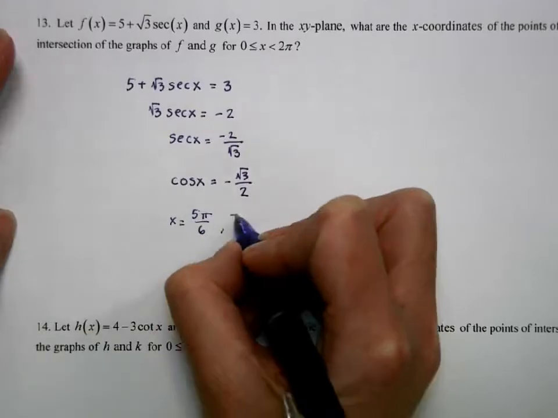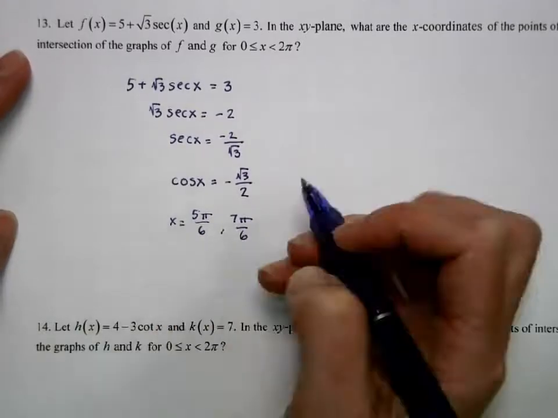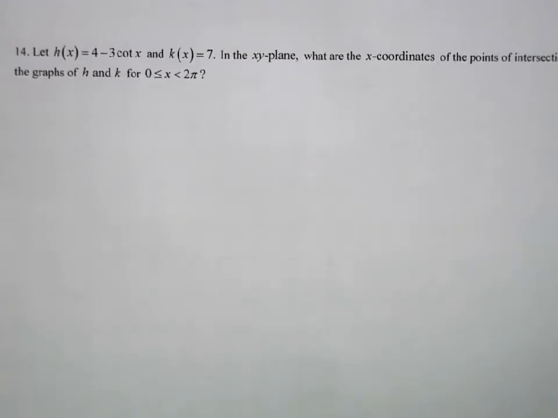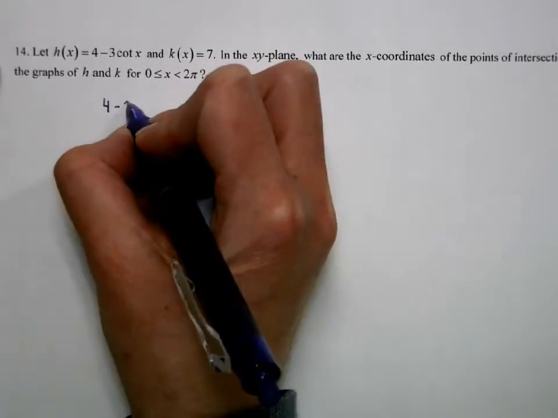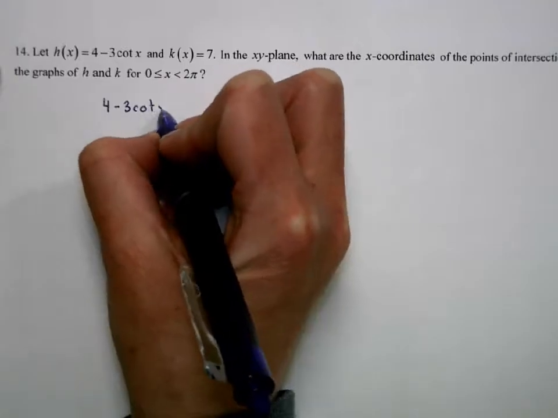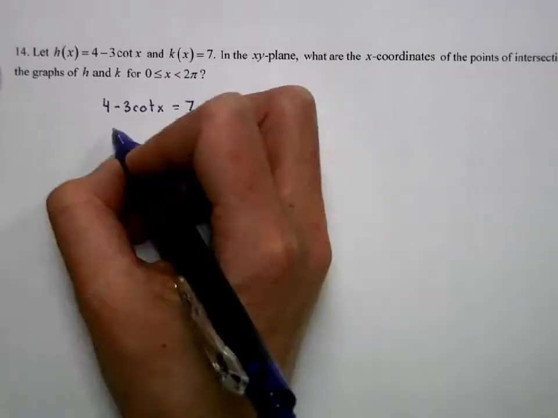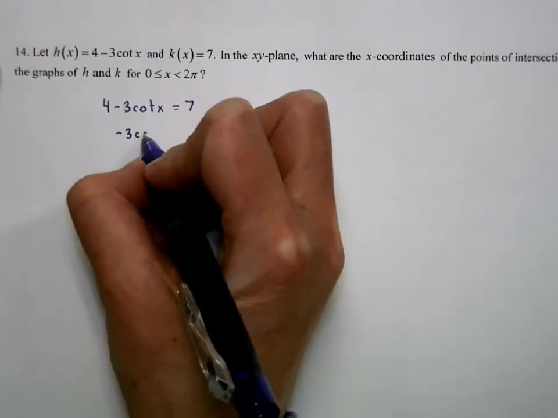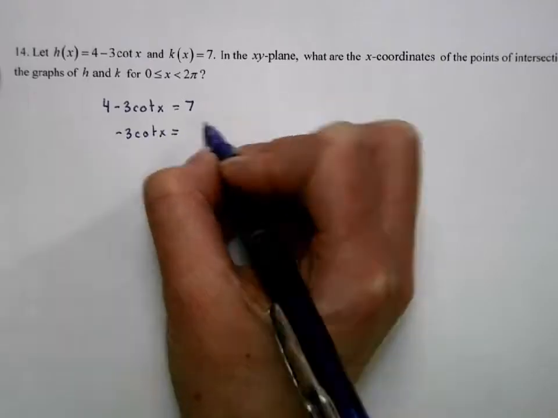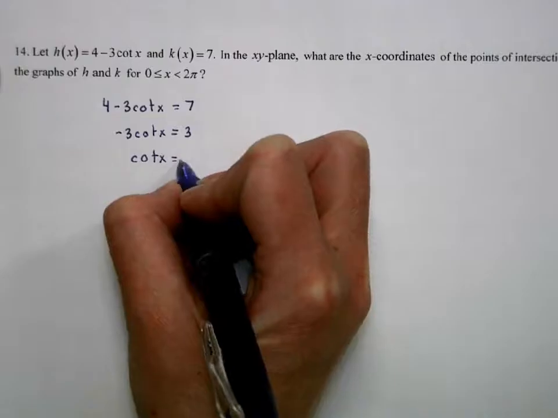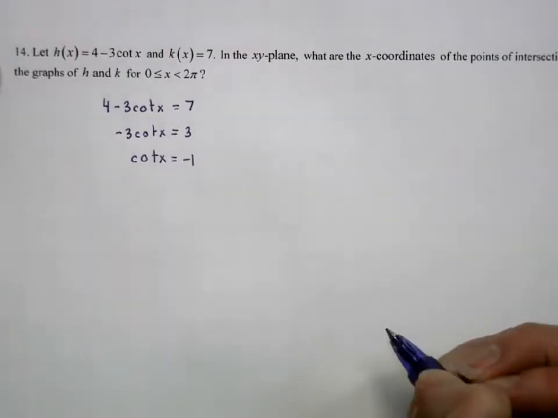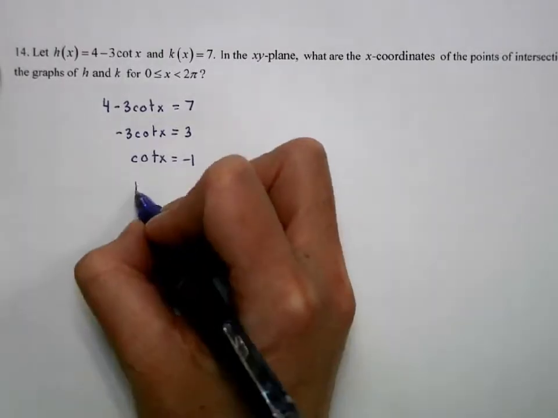Next, we have an equation with cotangent. So my equation is going to be 4 minus 3 cotangent x. I'm going to subtract 4, divide by -3. So if we're looking for cotangent of x to equal -1, the reciprocal function is tangent. The reciprocal value is -1.